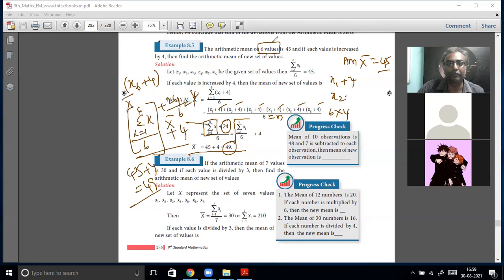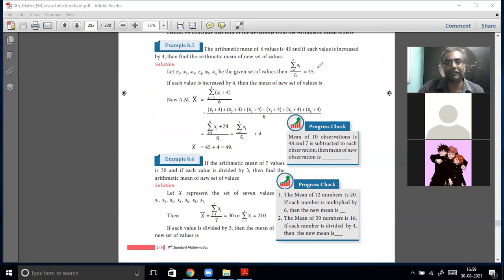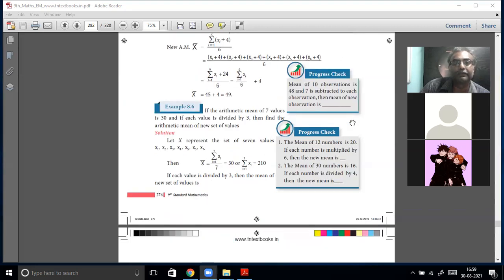So this is also a simple sum. You see, actually there are no actual values given here, only x1, x2, x3, x4. So you are proving a theorem here. A very simple sum. All you have to do is put x1 plus 4, x2 plus 4, separate the 24 separately, then separate this separately, then give the original mean separately. This is 45, then plus 4, 45 plus 4 equals 49. That's all.